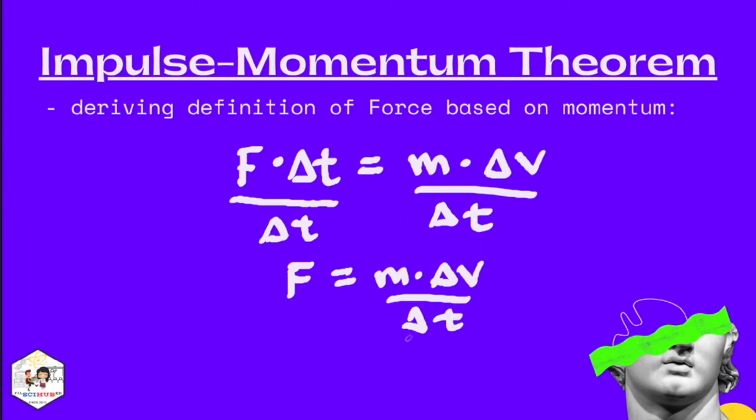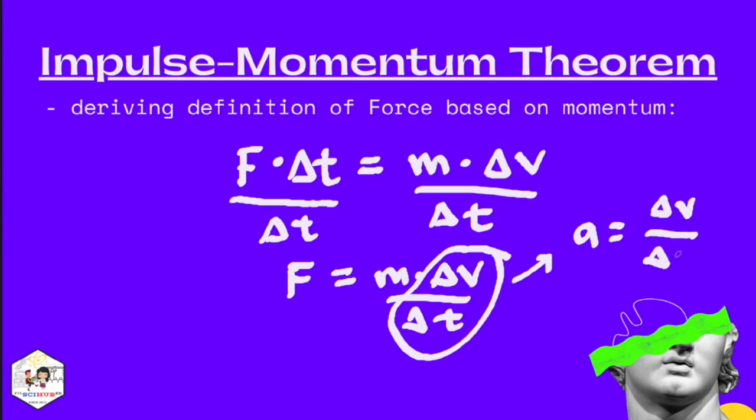And if we look at it closer, we can see that this change in velocity over change in time is the same as acceleration. Okay? And if we replace that with acceleration, we'll find an equation that we've encountered earlier, which is force is equal to mass times acceleration, which is Newton's second law of motion, which describes force. So these two equations are the same, but this one expresses force in terms of momentum.